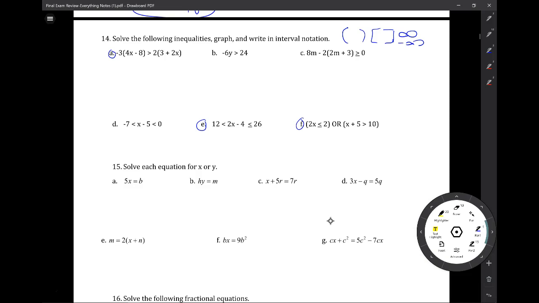All right, so letter A, distributive property again, is greater than 6 plus 4x.